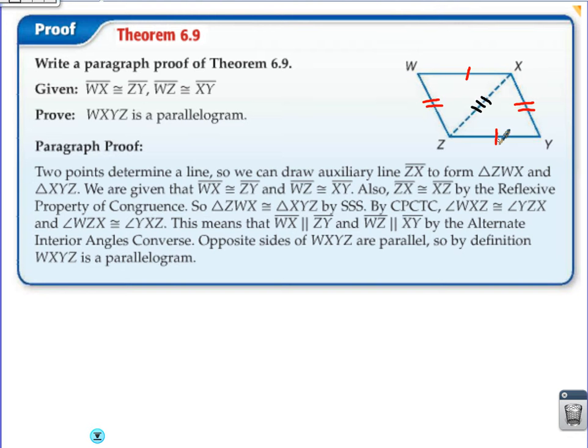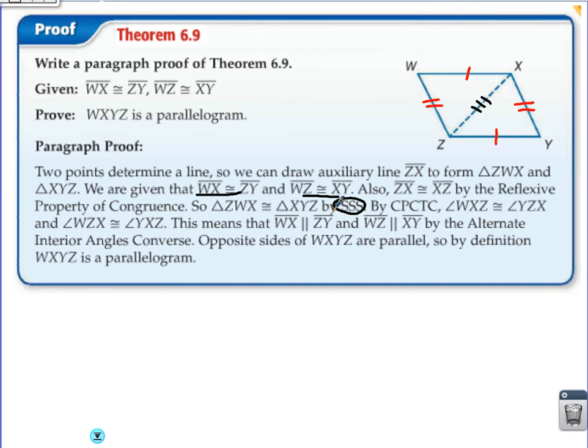So it says 2 points determine a line, so we can draw an auxiliary line from Z to X, so that you've now got two triangles. We're given that these are true. Also, we know that ZX is equal to itself by the reflexive property, so we know that those two triangles are congruent by side, side, side. We've already discussed all that. By CPCTC, y'all remember that?